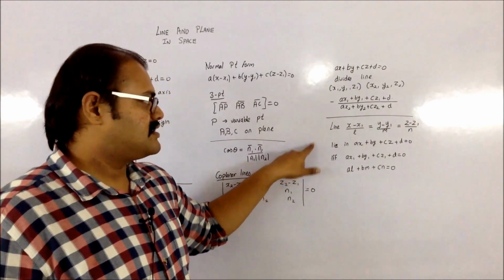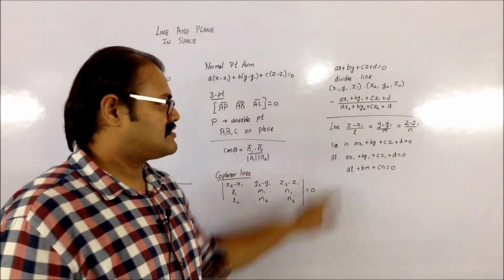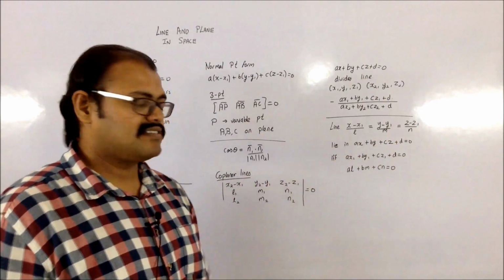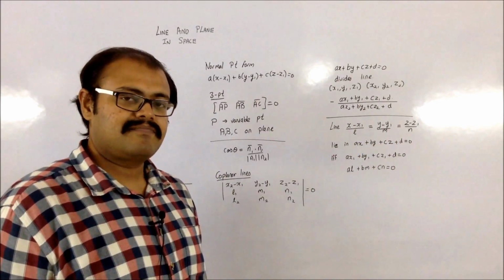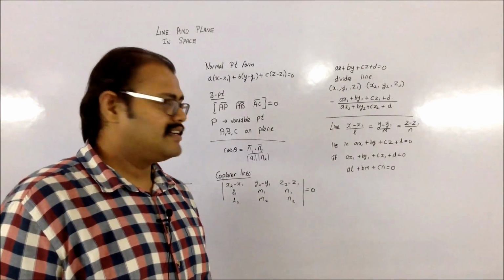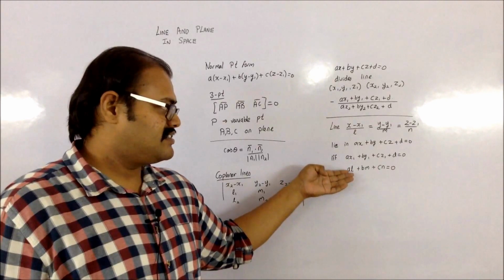Then next one is, if I am given a line in this format and a plane in this form, then the condition for the line to lie on the plane is that it has to satisfy these two conditions.